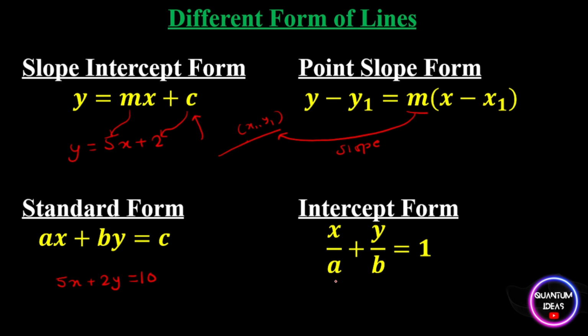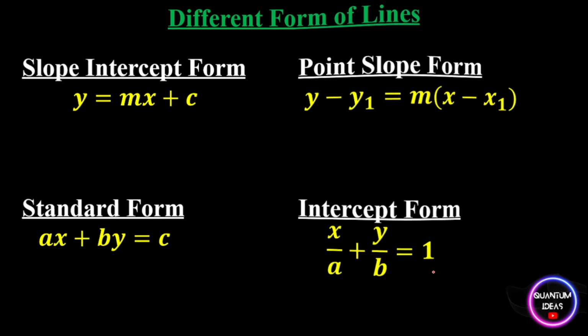And there is the intercept form, for example, x over 2 plus y over 3 equals 1. In this case, a equals 2 and b equals 3. So a is basically the x intercept of the line, and b is actually the y intercept. Okay, let's move to the next slide.